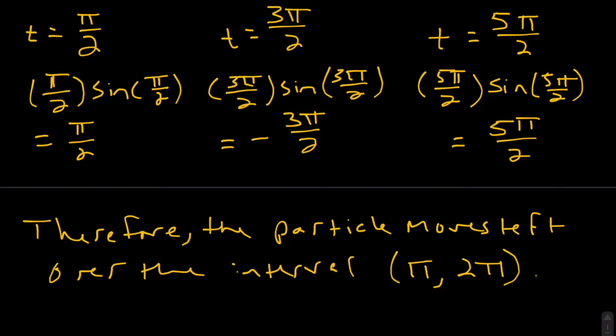Well, there you have it. To find out when the particle is moving left or right, all you have to do is figure out where the velocity is positive and negative. That should be pretty simple, right?